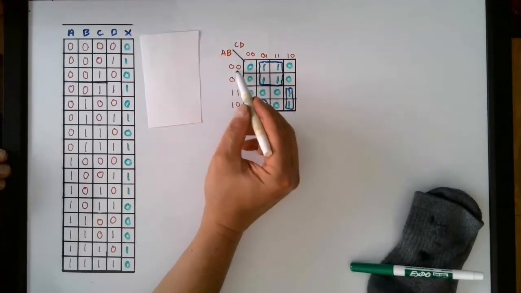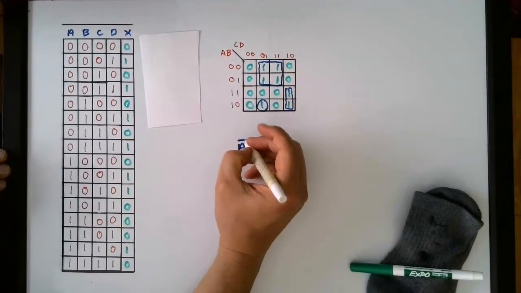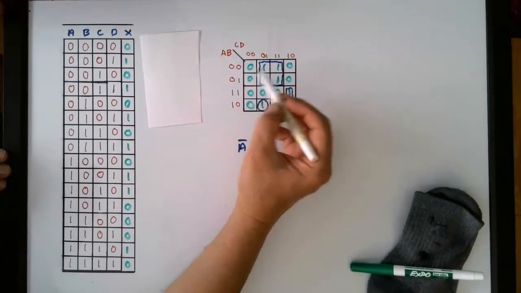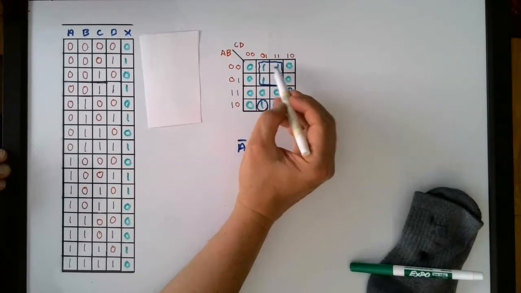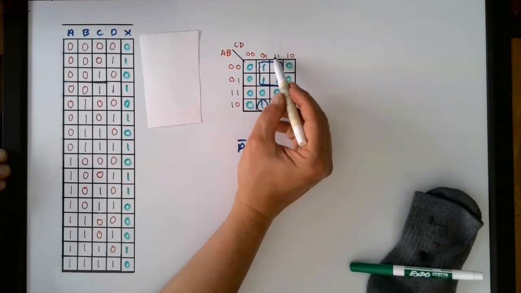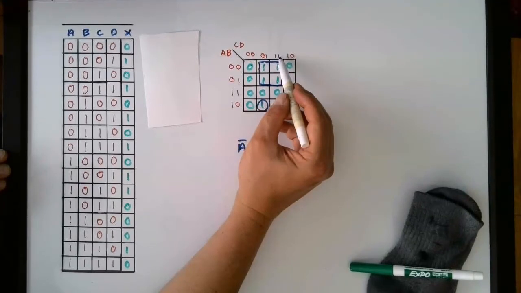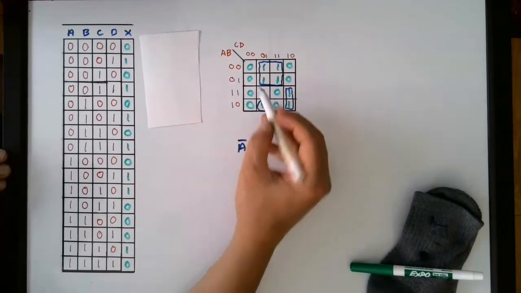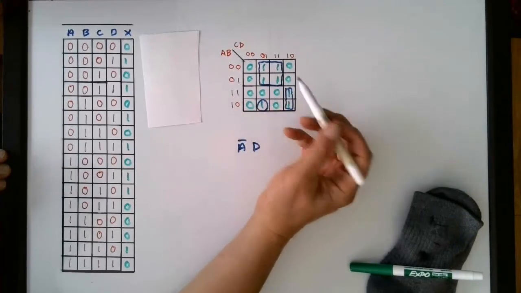Let's start with the rows going top to bottom. A is 0 and stays 0, so we can write this as A naught. B transitions from 0 to 1, so we throw it out. As we go in these columns from left to right, C is 0, transitions to 1. That means we throw it out. But D is a 1. So in that case, we'd write that as A naught D. Let's double check that. A naught, that looks good, and D.